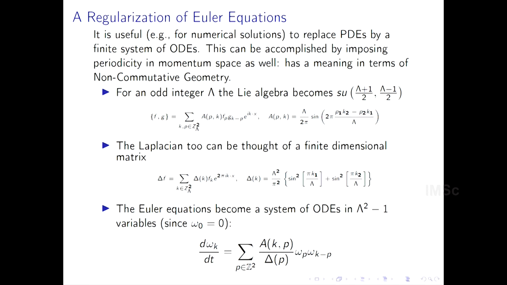was talking about. So what you do is you can impose a periodicity not only in position space, but also in momentum space. Now this does not make much sense in terms of Euclidean geometry, but it makes sense in the sense of non-commutative geometry. Non-commutative geometry allows you to impose periodic boundary conditions not only in space, but also in momentum space. So if you do that, in 2 dimensions, there's a very elegant way to do that.